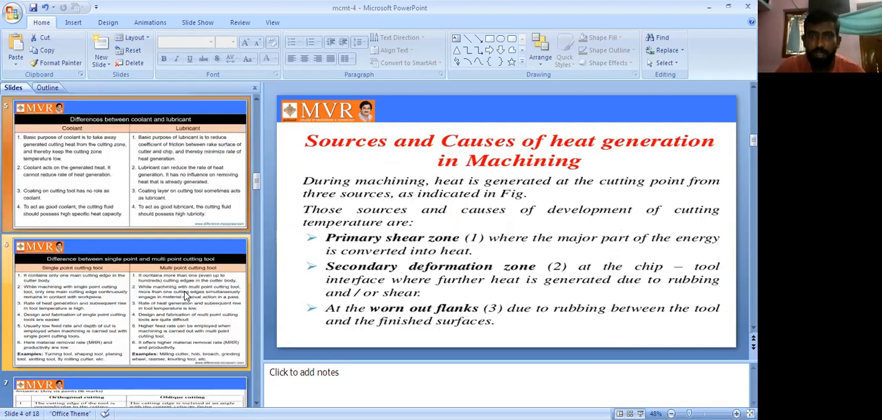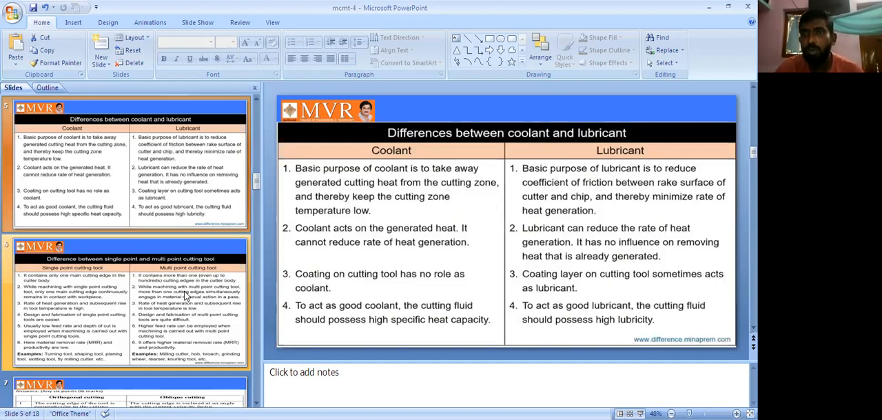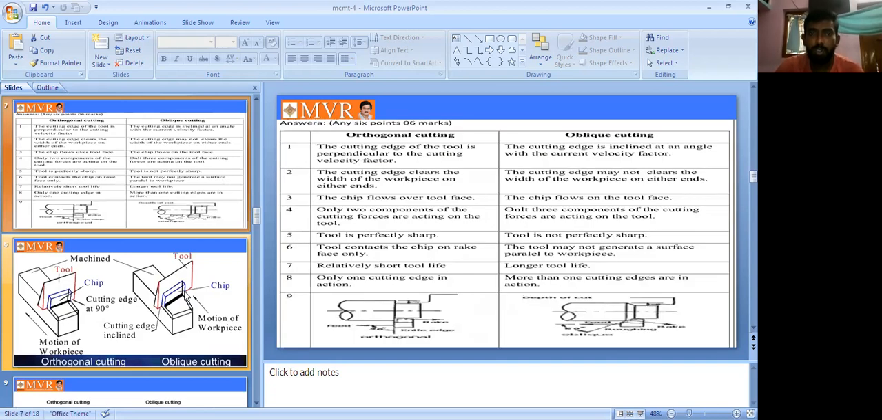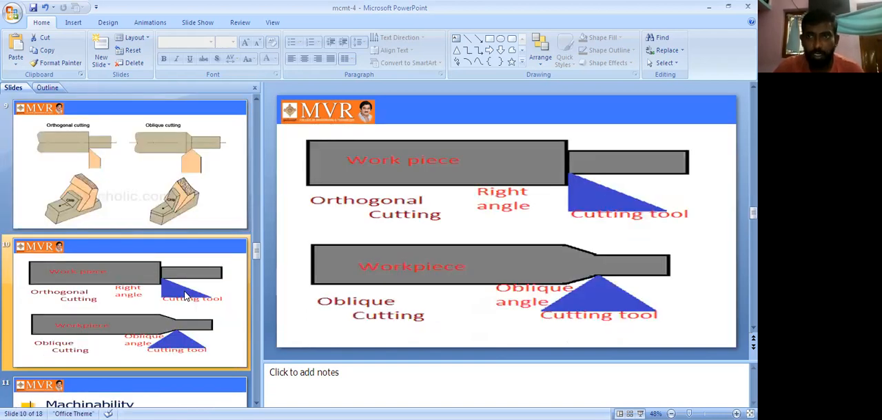Next we saw coolant and lubricant. What is the difference between coolant and lubricant? These two are used in the machining process. Next, what is the difference between a single point cutting tool and a multi point cutting tool? Tools are generally classified into two: single point and multi point. Next, based on cutting, we have two classifications: orthogonal cutting and oblique cutting. These are the block diagrams of orthogonal cutting and oblique cutting.